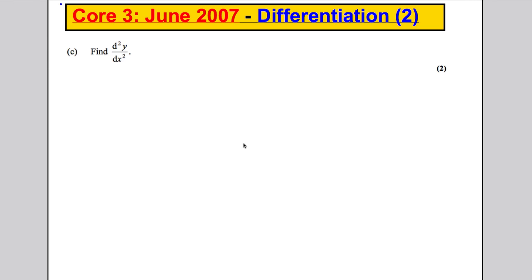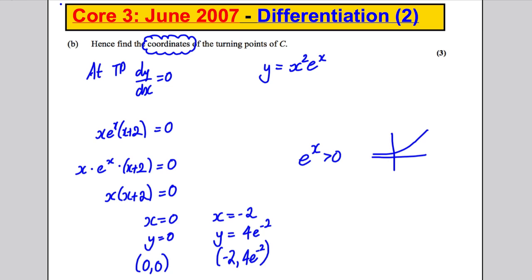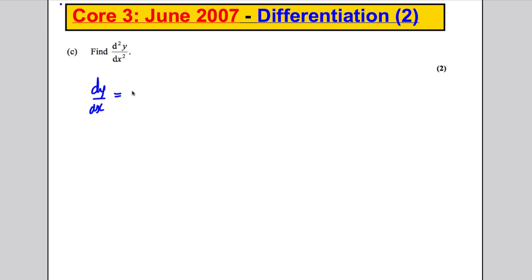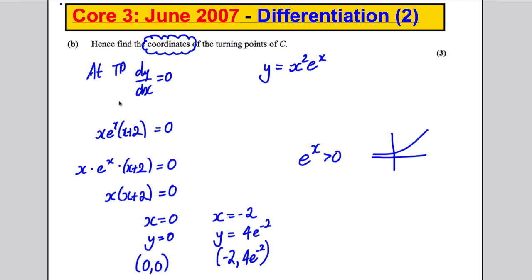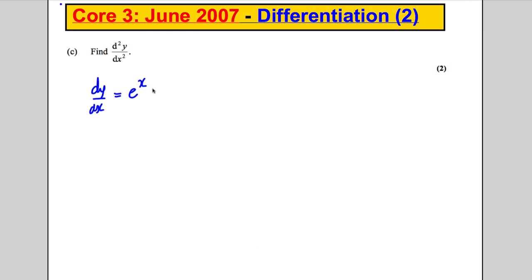Part C. Find d2y by dx squared. That's the second derivative. So we know that dy by dx was equal to, I'm going to keep the e to the x at the front, e to the x, x plus 2. Now, this is a product as well. Here's our first function, e to the x. Here's our second function, x plus 2, which actually is probably easier if we expand out. It's easier to deal with then.